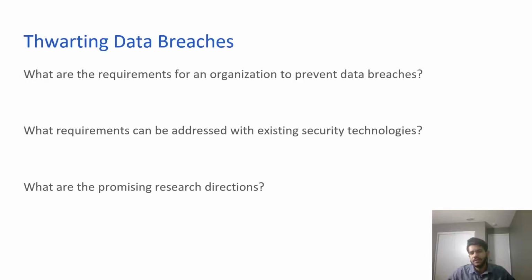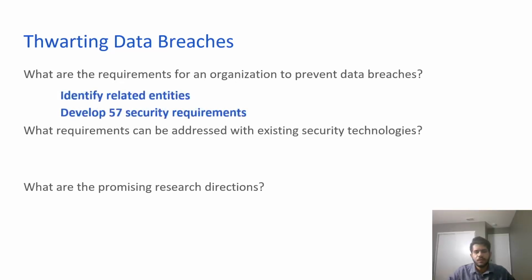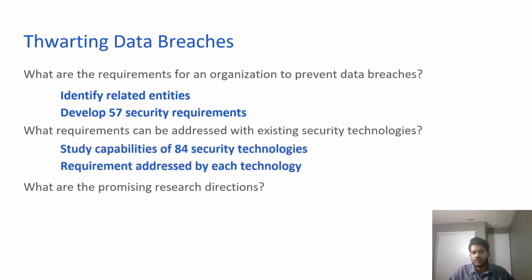After systematizing the common attack methods, we also studied the capabilities of existing security technologies to prevent data breaches. For this purpose, first of all, we identified the entities that are related to an organization, such as the third parties they do business with, or the employees on their network devices, and we developed 57 security requirements related to these entities that we think are important if the companies want to prevent data breaches. After identifying these security requirements, we studied 84 security technologies. We studied their capabilities and tried to reason if these security technologies can help the companies address these security requirements. Apart from that, we also identified a number of promising future research directions that we think can help the organizations fill the gap that is left by the existing security technologies.